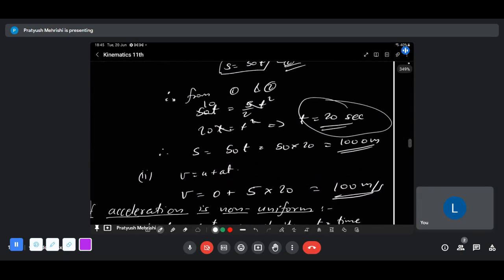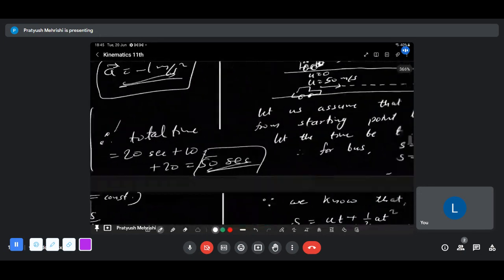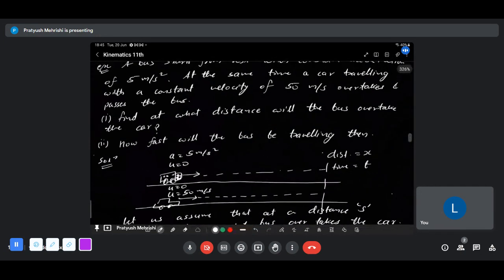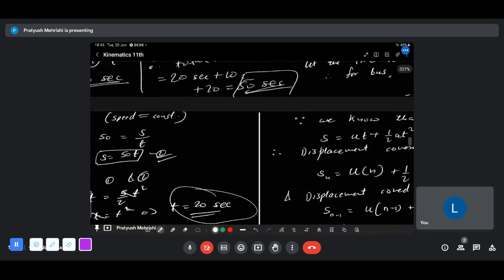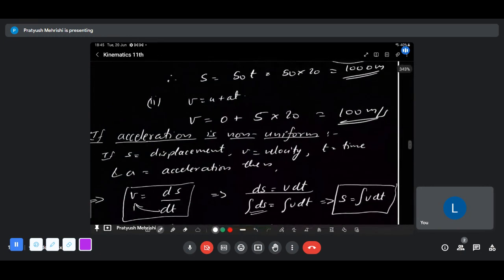Fine. Similarly, the second part was: how fast will the bus be running then? Means at that time, what will be the speed of the bus? For the speed of the bus we have v equal to u plus at. So apply v equal to u plus at. u was 0, a is 5, t is 20 seconds. It means 100 meters per second will be our answer. Got it?